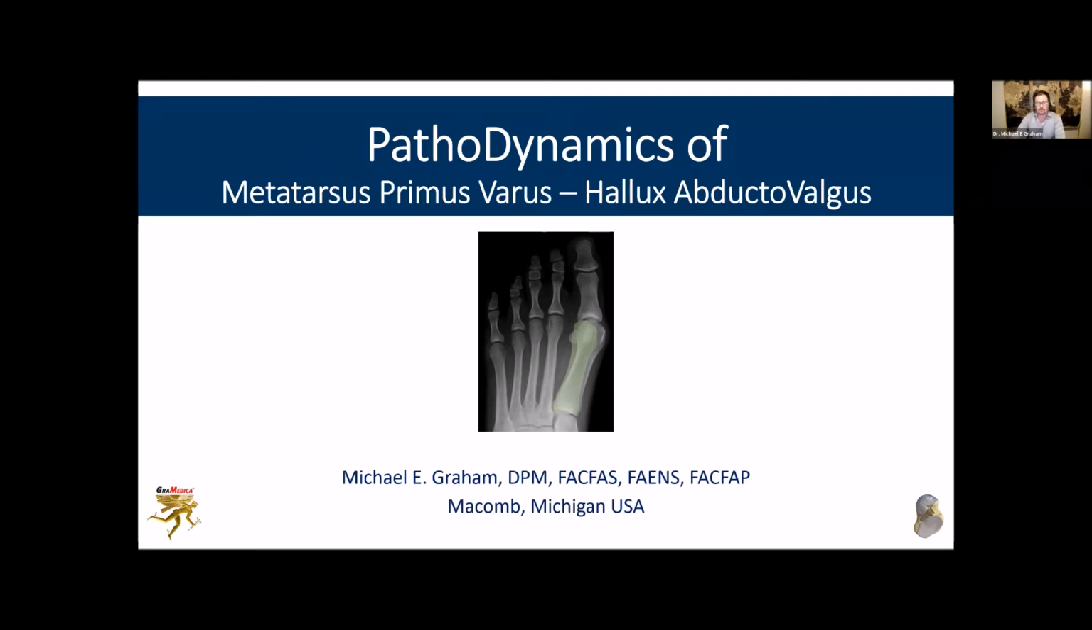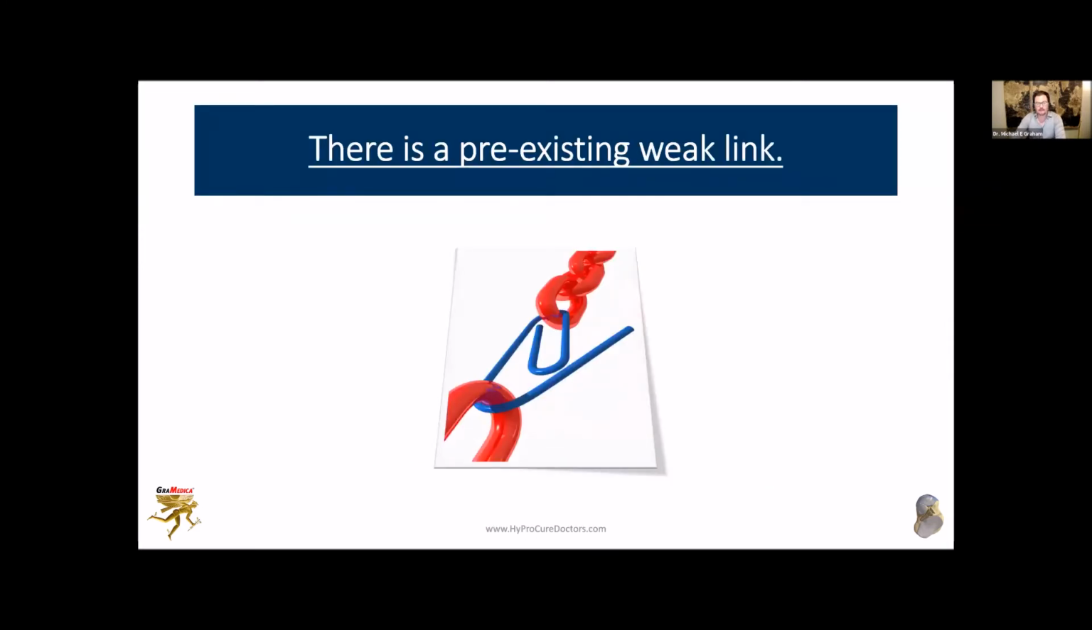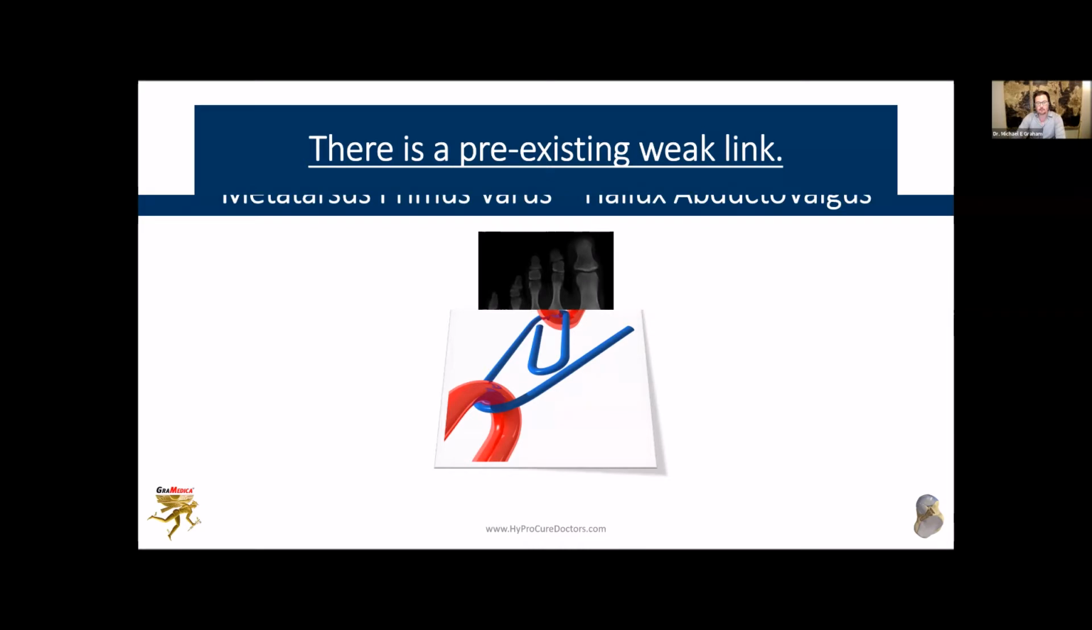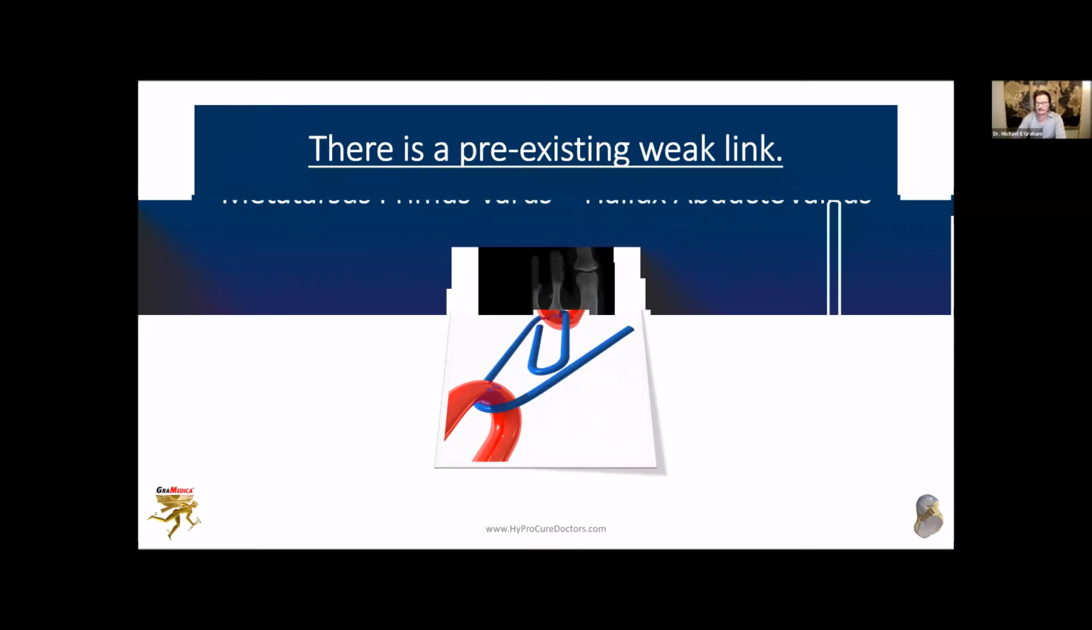There have been so many lectures given on bunion discussions, but the problem with many of the other lectures is that they only get into basically the surgery of it. They don't get into the underlying pathomechanics, and so that's what we're going to dive into right here. So let's get started. Now, we know that somebody that comes in with this bunion deformity has some kind of a pre-existing weak link.